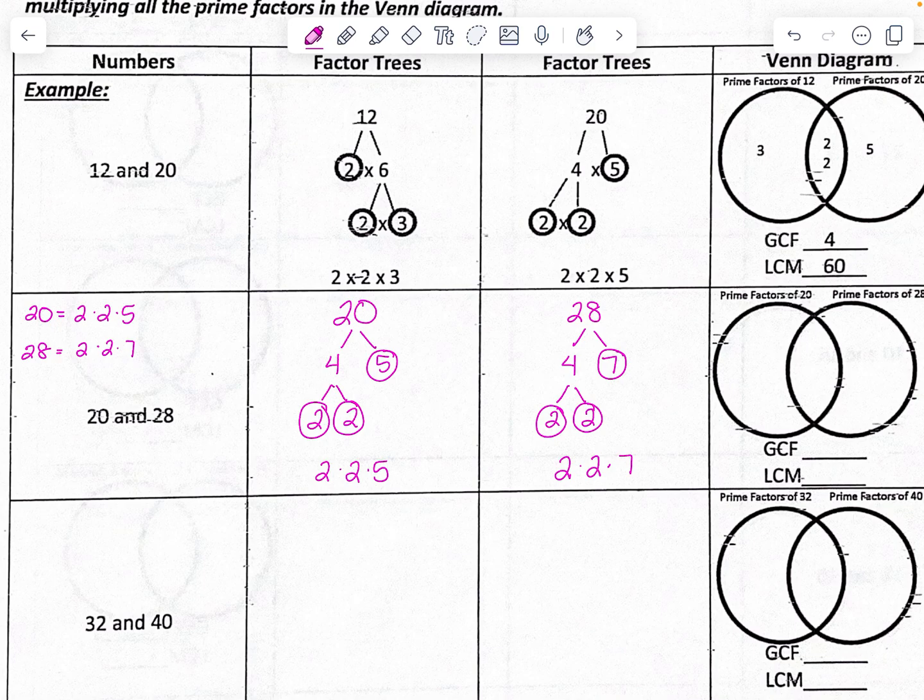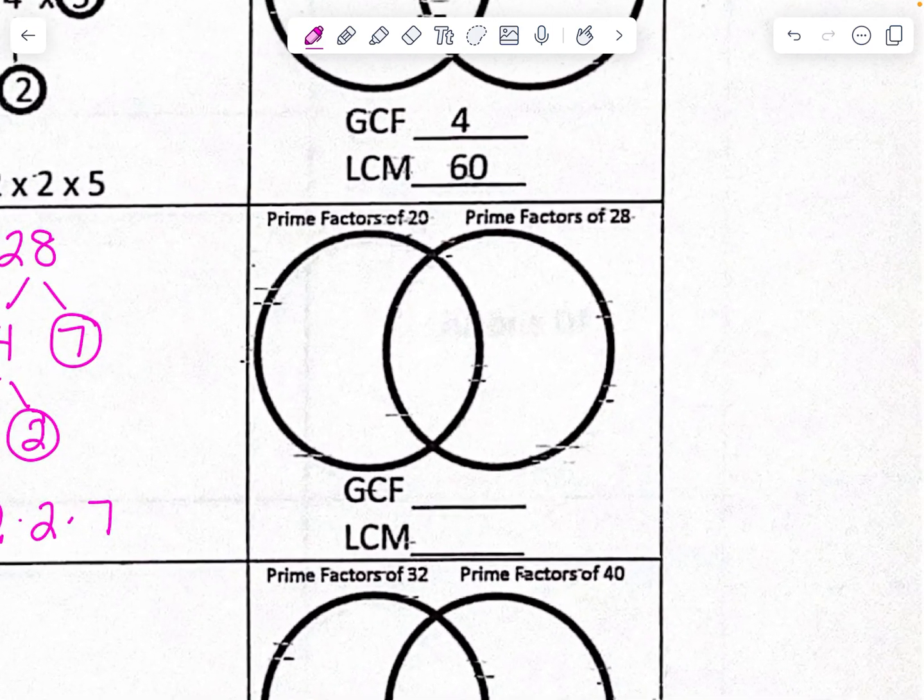Then I'm going to compare. What do they have in common? I'm going to circle the ones they have in common. They have a 2 in common and a second 2 in common. Then they both have 5 and, or one has 5 and the other has 7. We'll leave those alone. Then we're going to come to our final box where we have a Venn diagram.